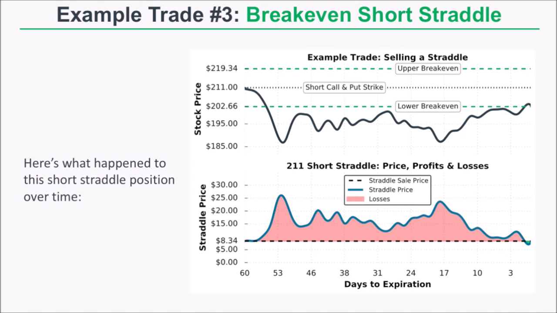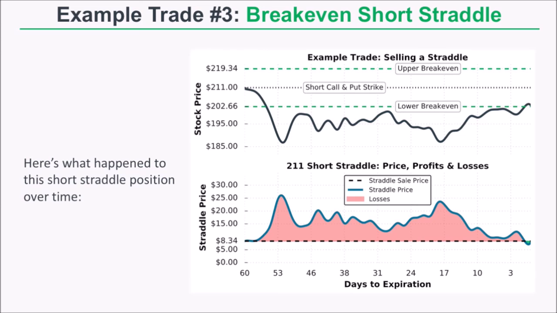Alright, so as we can see here, the stock price starts right around 211 and immediately falls down to around 185. And over the course of the entire trade period, the stock price is well below the lower break-even price of 202.66. Now, as we can see here, the straddle's price increased from our initial sale point of $8.34, which means we did have a losing trade for almost the entire period.